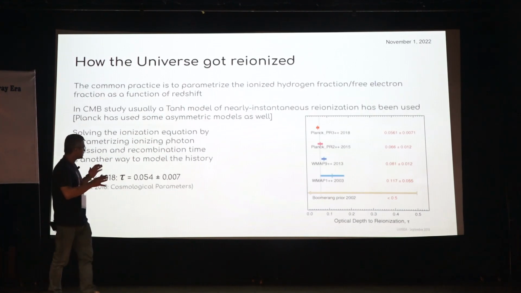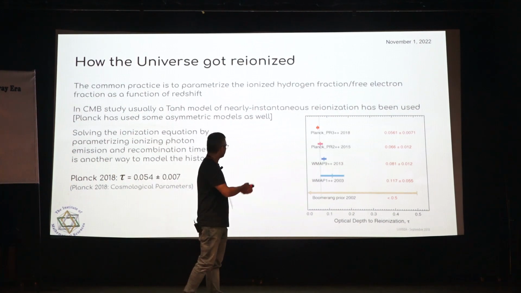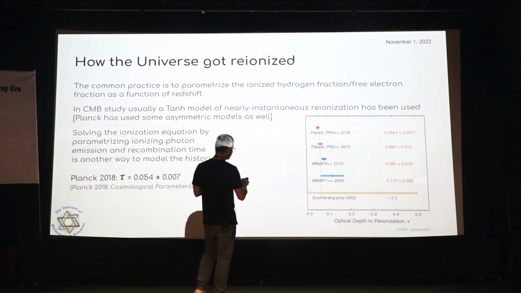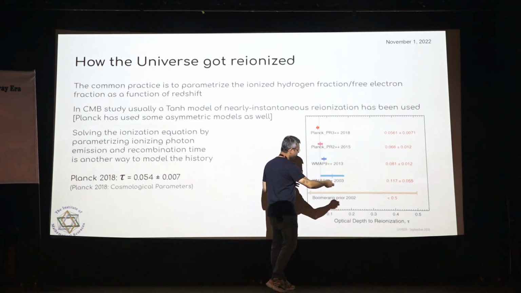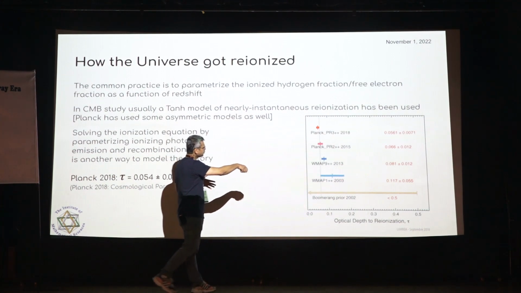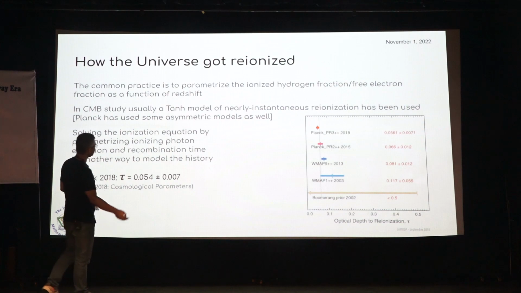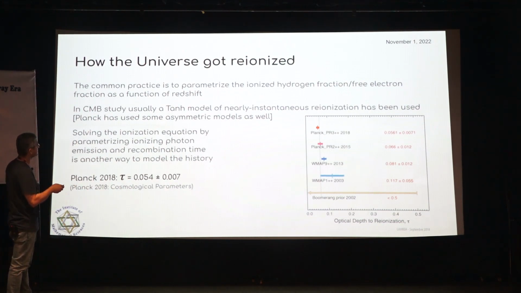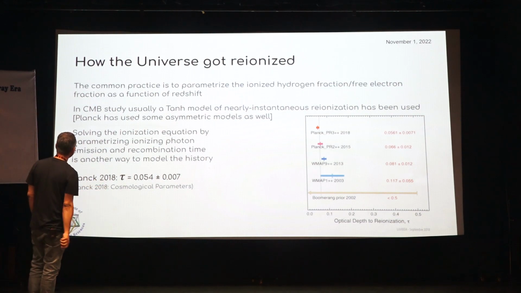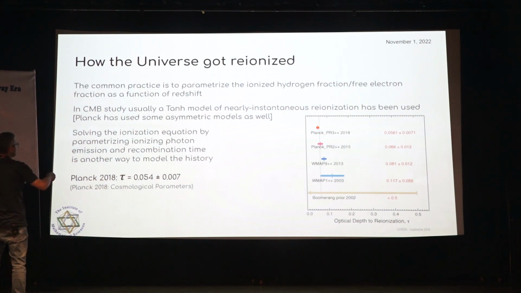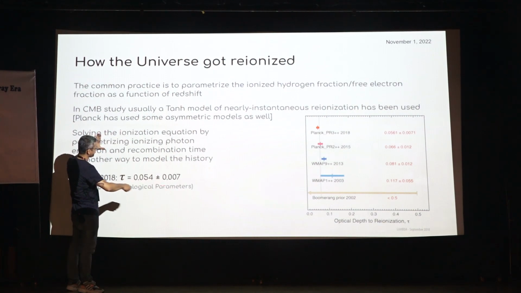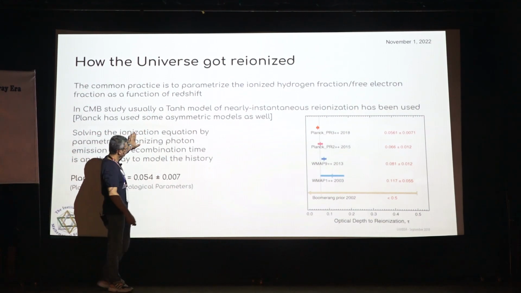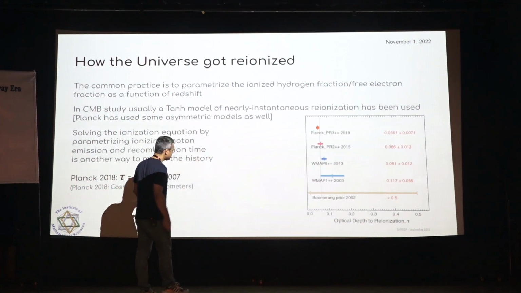Okay, so to recap some history, let us see how the CMB story can tell you, from the WMAP or pre-WMAP era to Planck 2018. As I said, in the CMB community, the most common practice is to parameterize the ionized hydrogen fraction, or the free electron fraction. The tanh model is used, and this is another one. But this term that you are seeing, the optical depth, does not use the source and sink function information, it just uses this tanh model.